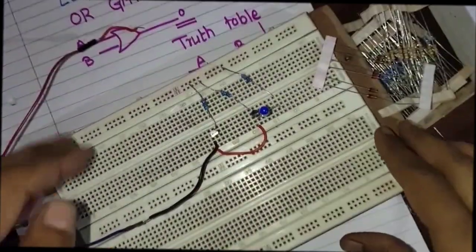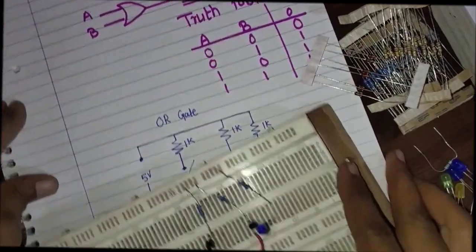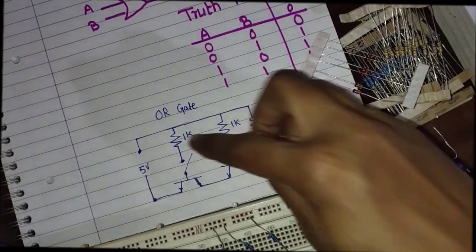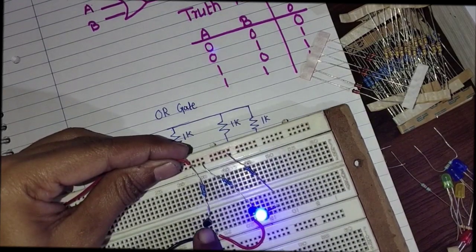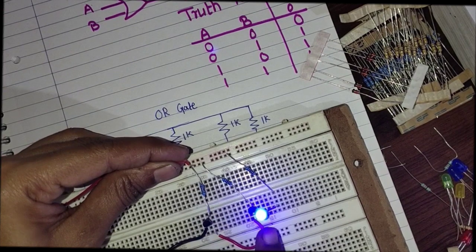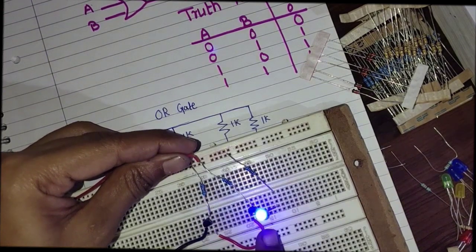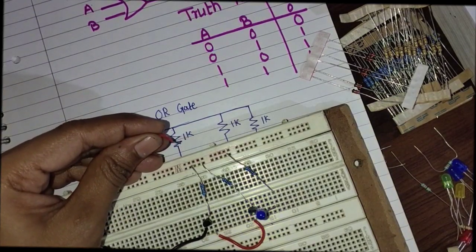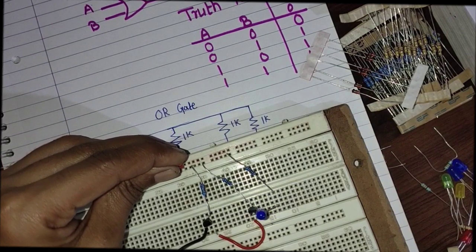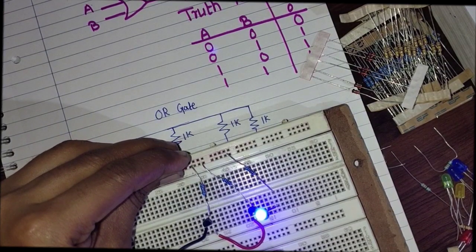Okay, this is how we are done with the connections as per the circuit diagram. If we consider this as A and this as B, then if I make A high, I'm getting the output. If B is high, then also I'm getting the output. If both are low, then I'm not getting the output. And if both are high, I get the output. This is how the OR gate works.